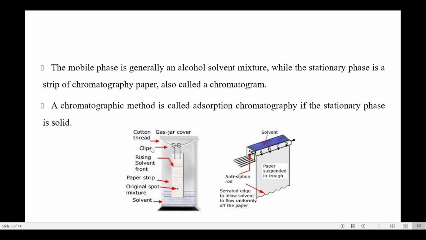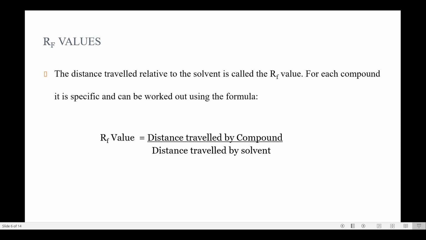This picture illustrates the process of paper chromatography. There is an important term in chromatography called the RF value. For each component the RF value will be different. It will be characteristic of a component. Based on the RF value, comparing with the known RF values, we can identify the compound. It can be defined as the ratio of the distance traveled by the compound to the distance traveled by the solvent. The distance traveled relative to the solvent is called the RF value, that is, retention factor. For each compound it is specific and can be worked out using the formula: RF value is equal to distance traveled by the compound divided by distance traveled by the solvent.